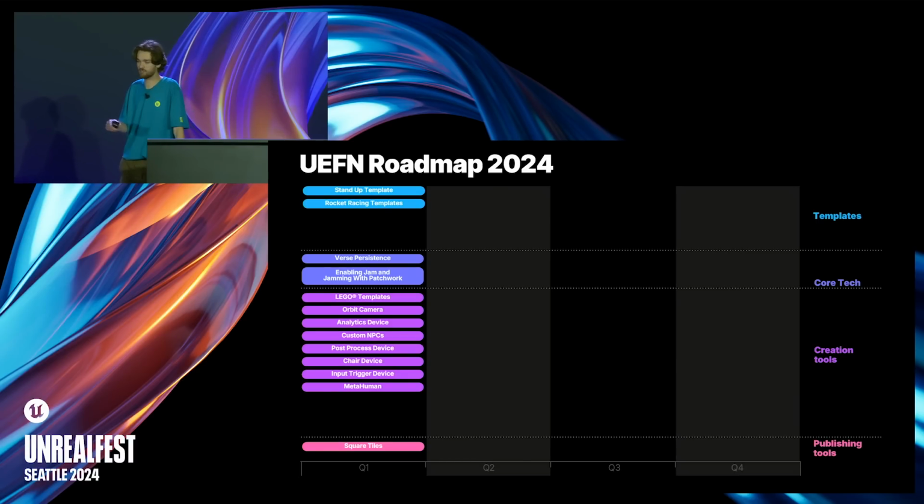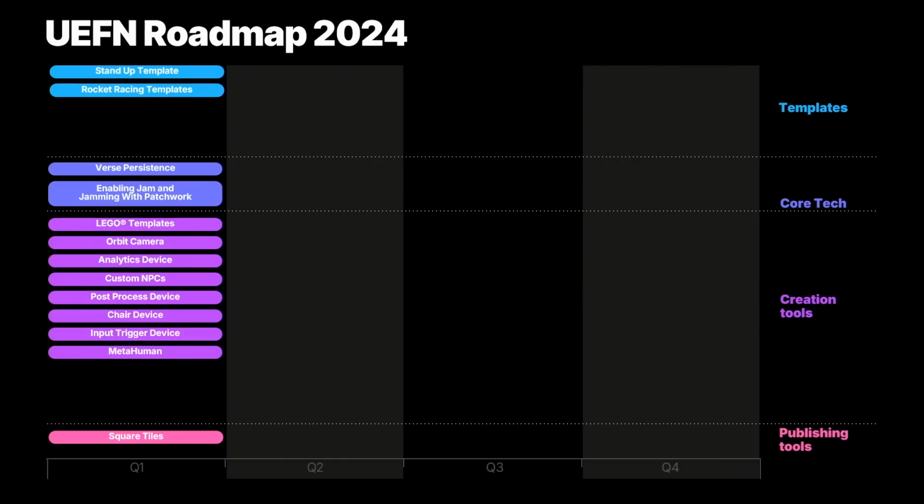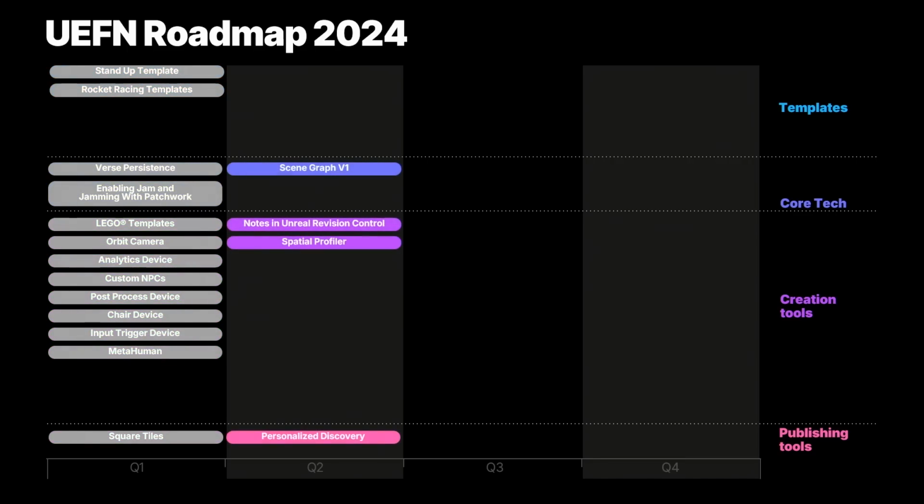So this was Q1. Things like verse persistence came out, orbit camera, custom NPCs, input triggers, and they've all gone a long way to leveling up the quality and the complexity of games that you can make in Fortnite. In Q2, we put out Scene Graph, of course, and then also features like Notes that I mentioned, and the Spatial Profiler to help with size optimization.